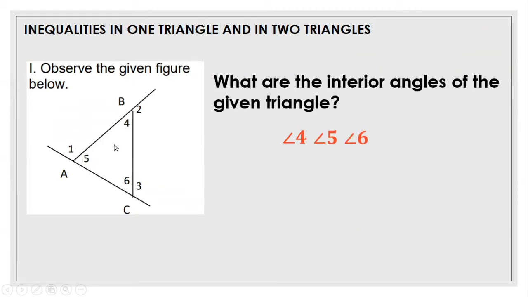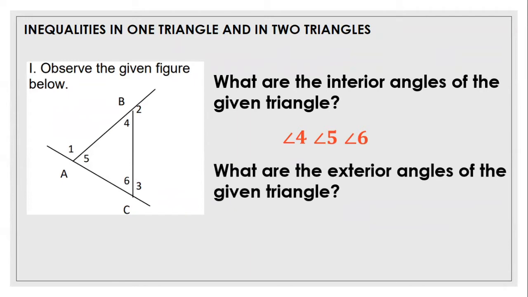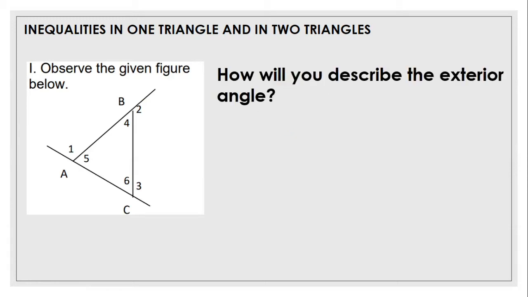Okay? So, next question. What are the exterior angles of the given triangle? Kapag sinabi naman nating exterior, ito yung nasa labas. Exterior angle, angle na nasa labas ng triangle. So, ano-ano ba yon? Meron tayong angle 1, angle 2, and angle 3. They are the exterior angles. Next question. How will you describe the exterior angle?